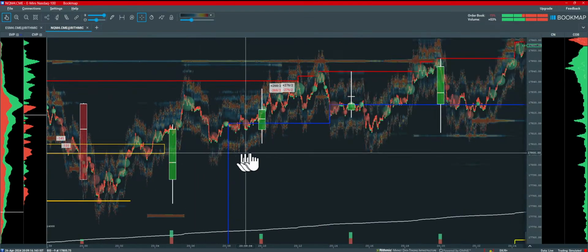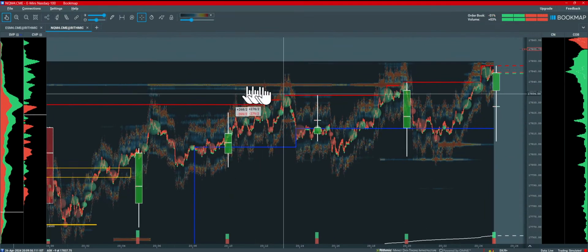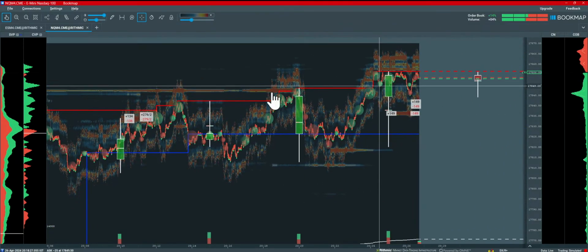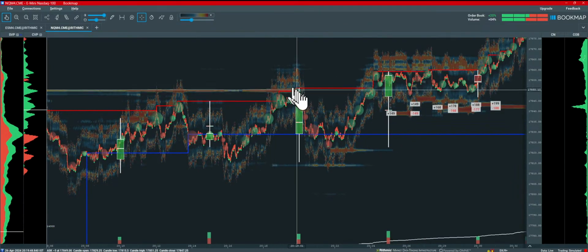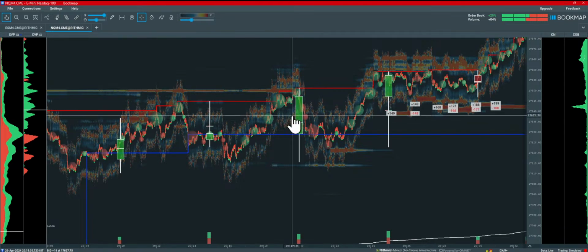So in a sense, what I'm trying to say is that all these points, combined with the heat map and combined with the VWAP, particularly for a candlestick, make it really interesting.